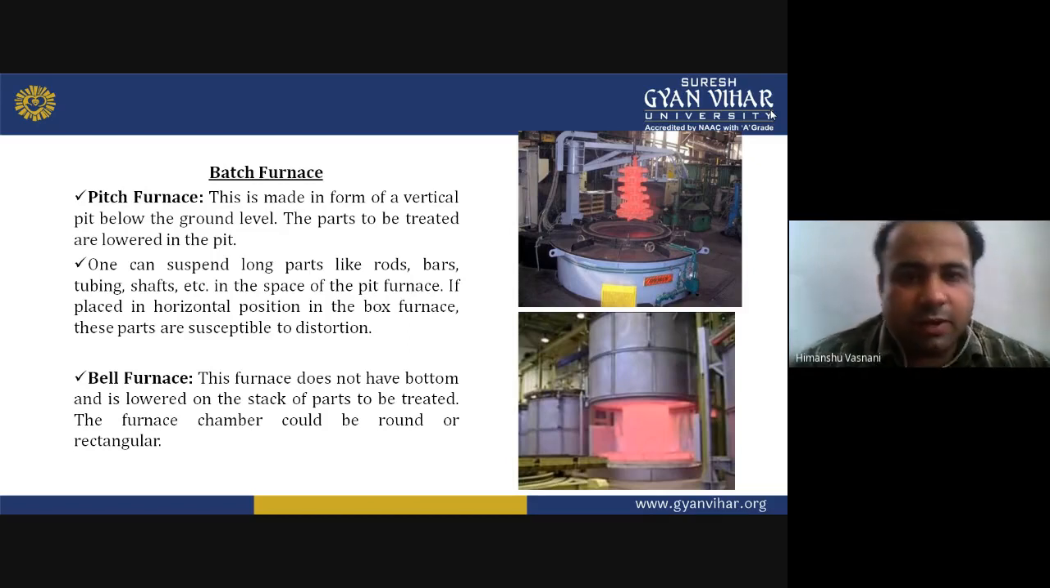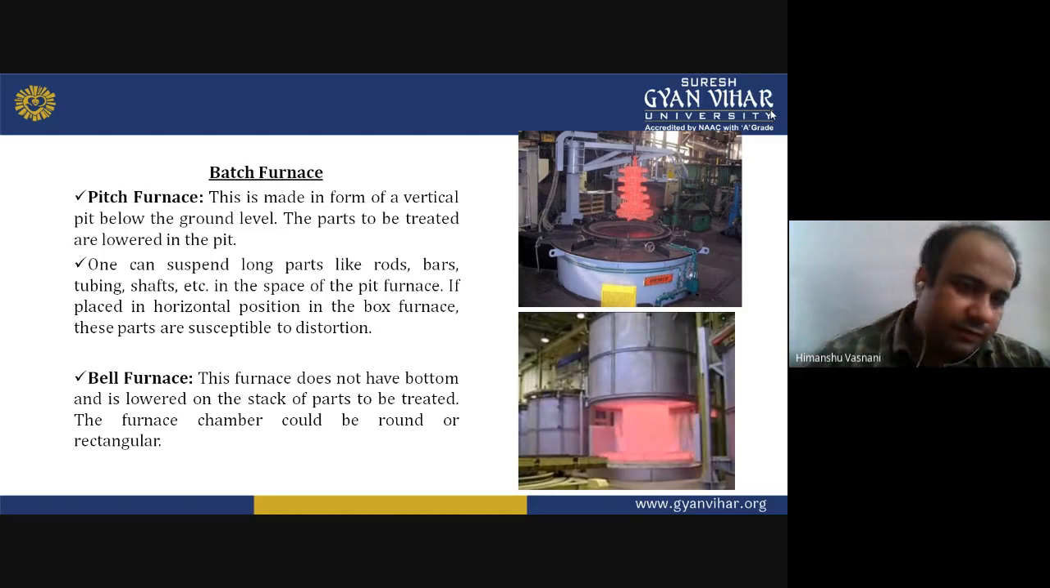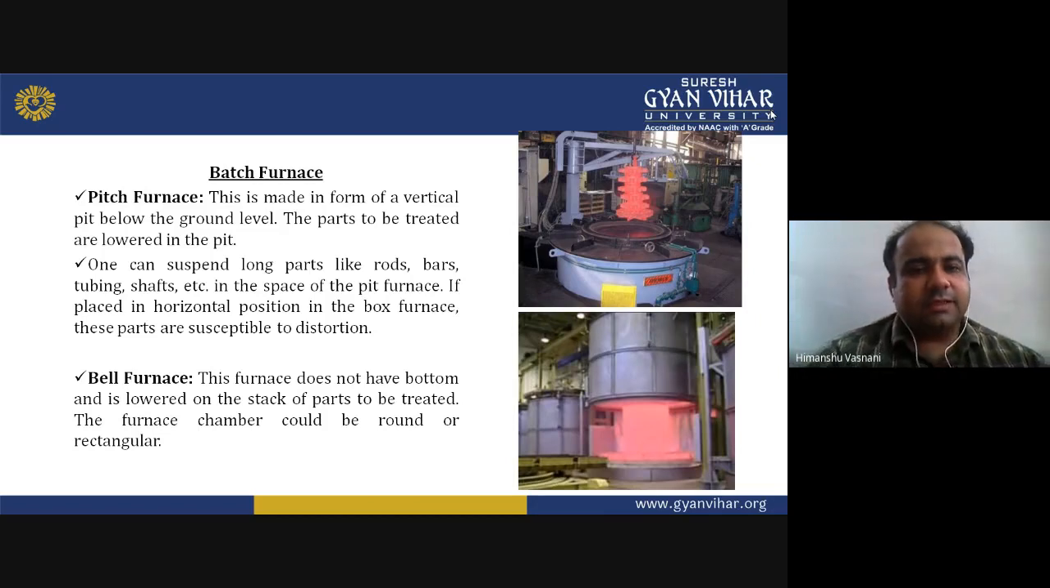The parts to be heated are lowered into the pit. So one can suspend long parts like rods, bars, tubing, and shafts in the space of the pit furnace. If placed in a horizontal position in a box furnace, these parts are susceptible to distortion. So to avoid distortion, we go for this kind of furnace. Sorry, this is a pit furnace; it is a kind of batch furnace, but it is called a pit furnace.